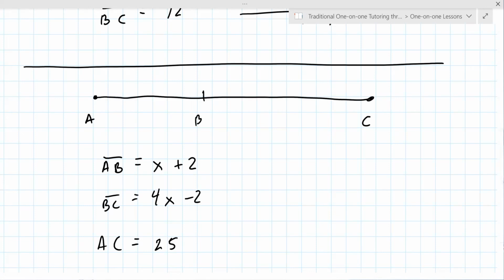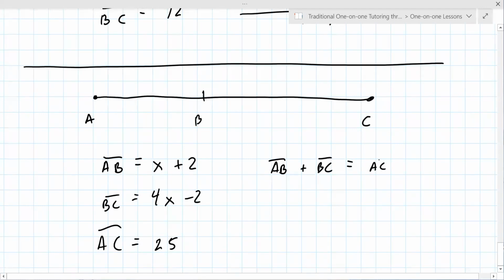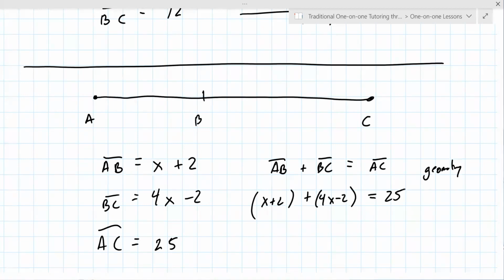We've got to do like we did in the previous problem. AB plus BC equals AC. That's the geometry. So do you see that AB is X plus 2 and BC is 4X minus 2 and AC is 25? Yeah, I see it.